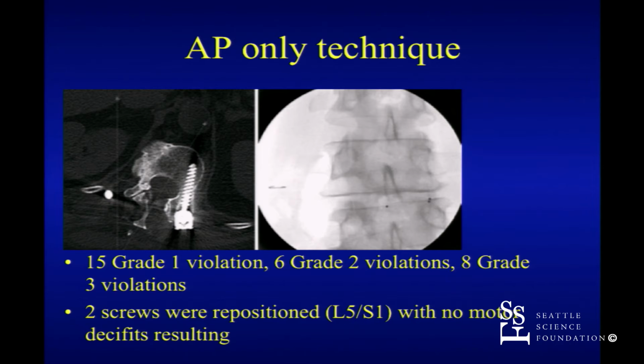There we go. Basically, they showed that 2 screws needed to be repositioned, but the rest were fine. The screws that needed to be repositioned were for only a sensory deficit, so no motor deficit. So they essentially showed that putting in percutaneous screws in adult deformity patients is safe, even though there's rotation.